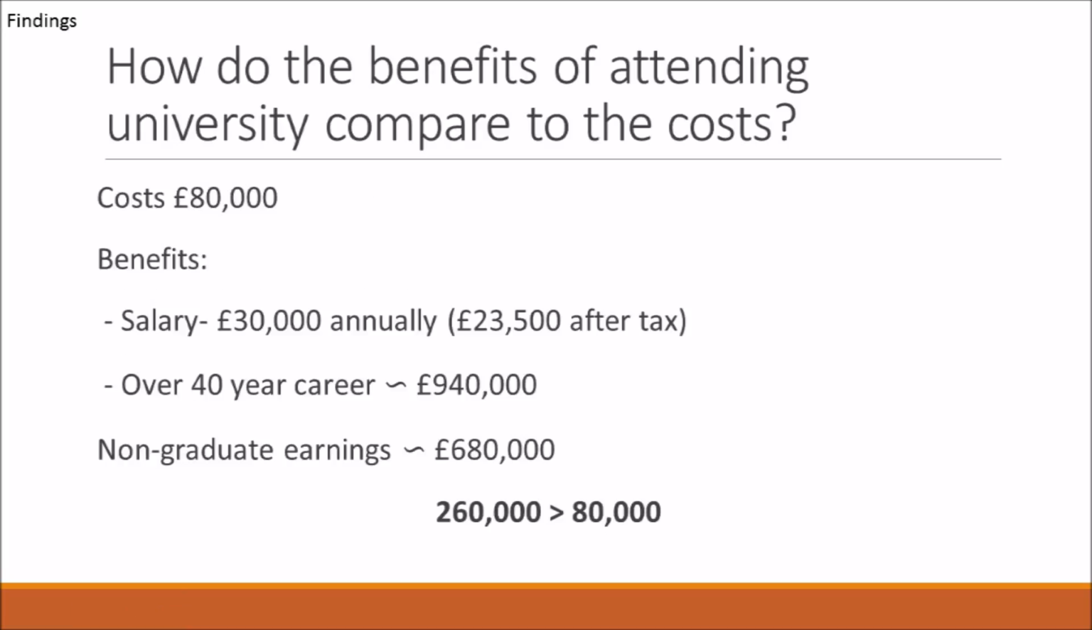Now we can calculate the financial benefits, taking an average salary, deducting tax, assuming tax policies remain constant, and then multiplying that over an assumed 40-year career, we get lifetime earnings of £940,000. Using the earlier figures for non-graduates, we can estimate lifetime earnings to be around £680,000. The difference caused by the degree is £260,000, more than the £80,000 cost. This gives an investment return ratio of 4 to 13, or slightly more than 1 to 3.